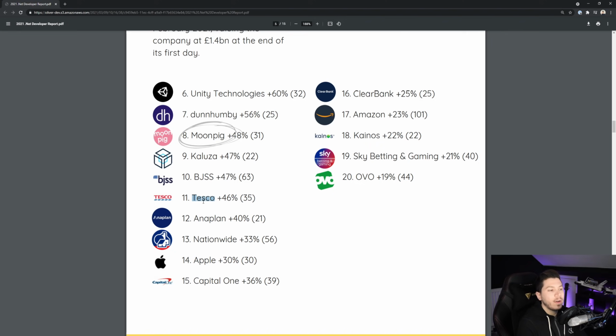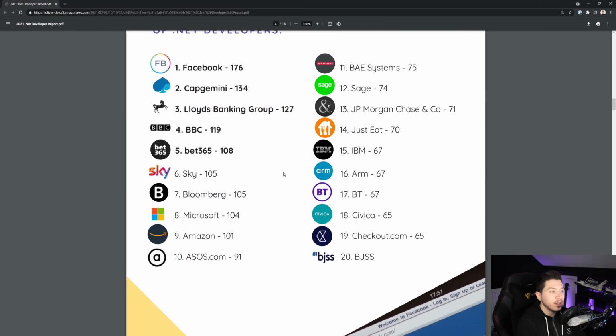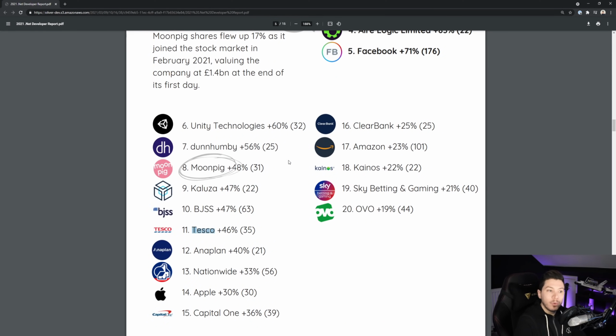Tesco also ran a very nice campaign, well, nice, a marketing campaign for their career website and Nationwide. So it's interesting to see that there's other companies as well that are really investing in .NET. And the fact that you don't see, for example, Tesco in that list here means that they're investing more in .NET well before they didn't really, and all these other companies.